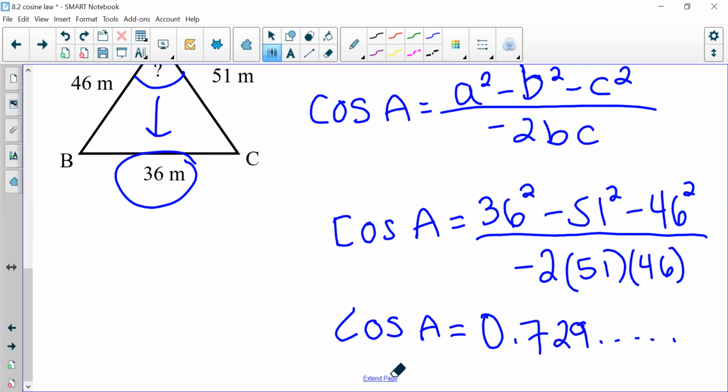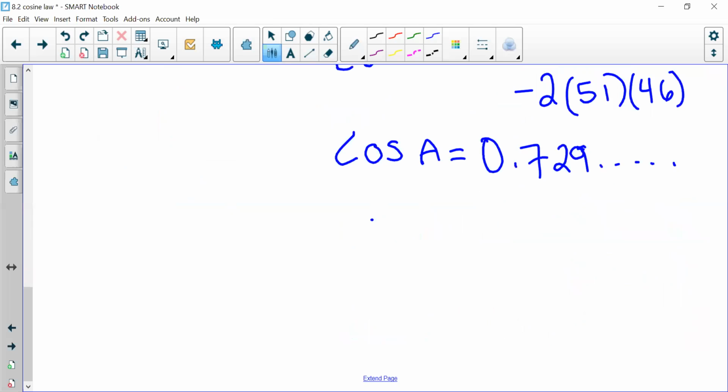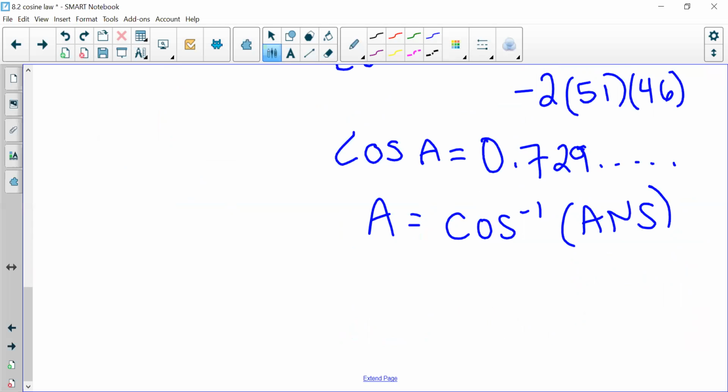Okay, so how are we going to convert this into angle A instead of cosine of A? You bring cosine to the other side and make it like the negative thing. Yes. All right. So how big is angle A? Anyone else getting 43 degrees? Yeah. Okay, good.